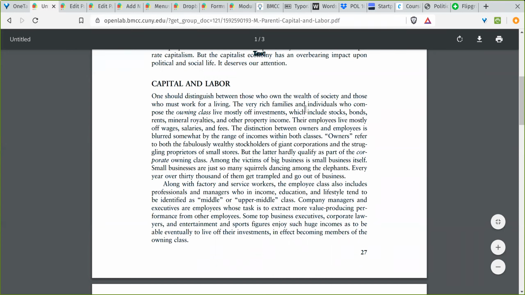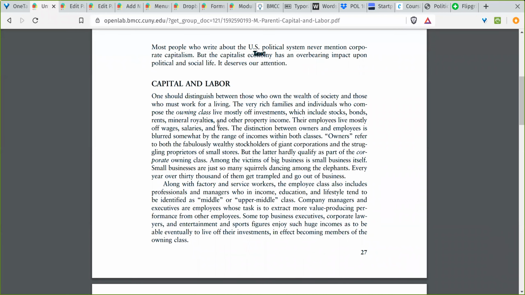And of course, at the very beginning of this reading, we have this definition of what do we call wealthy people, individuals or families? Well, we call them, Parenti says, the owning class. And we have to be very clear on how he defines the owning class. Owning class is not just people who have a lot of money, but we got to be more specific than that. And notice how here, the owning class are people who are defined as anyone who live mostly off of investments. And here are some examples of investments.